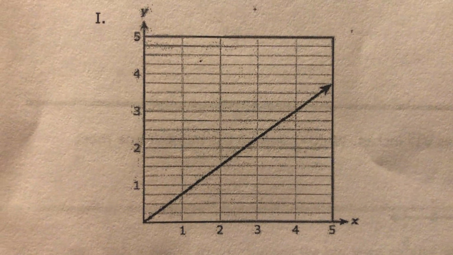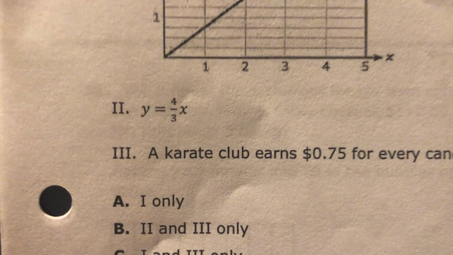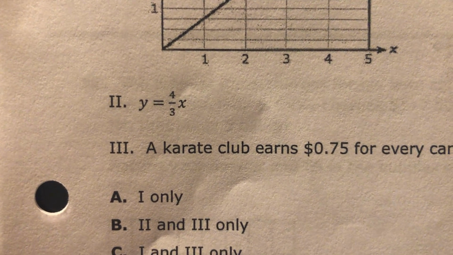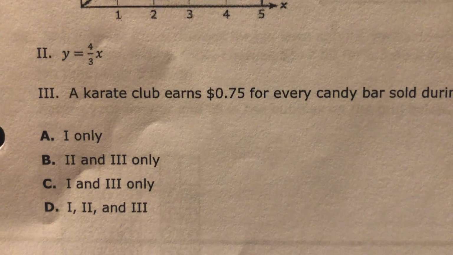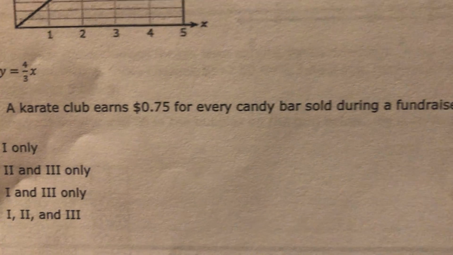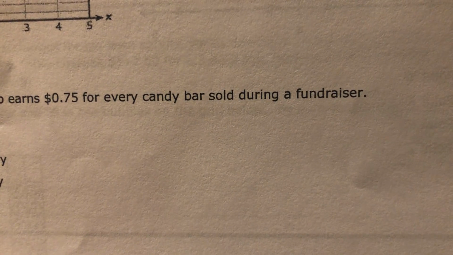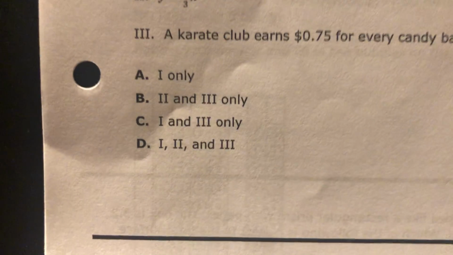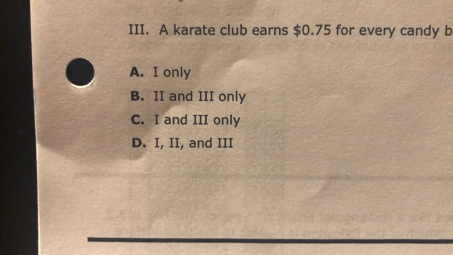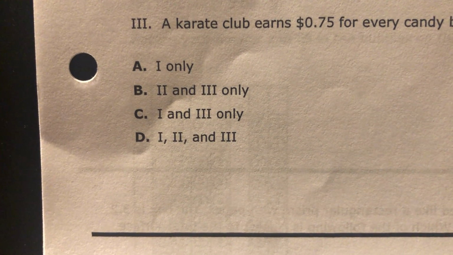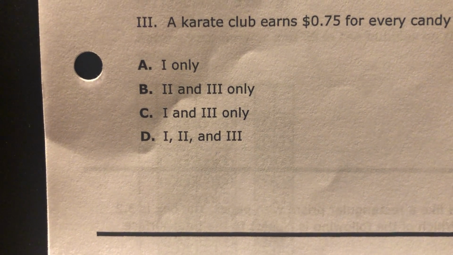1, the graph. 2, y equals 4/3 x. 3, the Karate Club earns 0.75 cents for every candy bar sold during a fundraiser. A, 1 only. B, 2 and 3 only. C, 1 and 3 only. D, 1, 2, and 3.